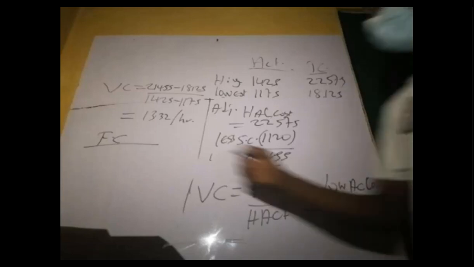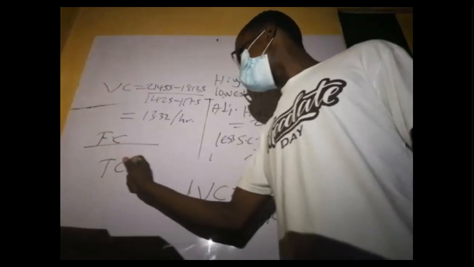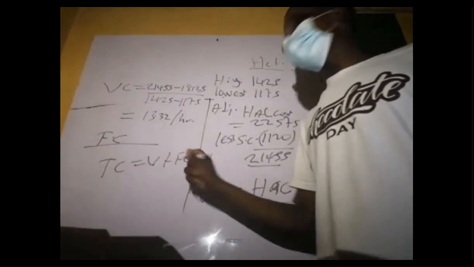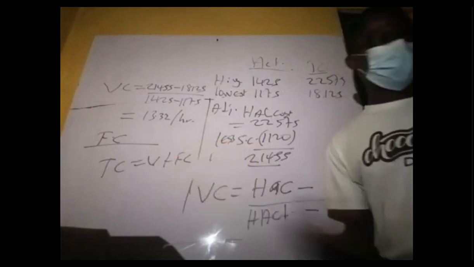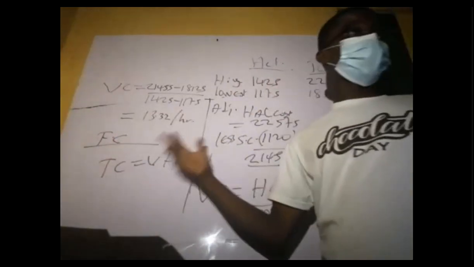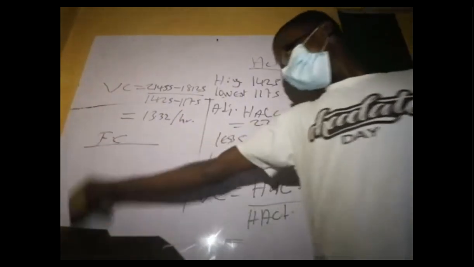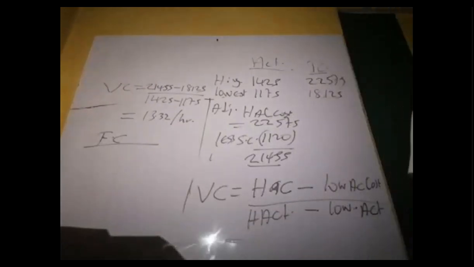Now, how do you find fixed cost? We know that total cost is equal to variable cost plus what? Fixed cost. If I make fixed cost the subject, what will be the answer? It's total cost minus the variable cost. That's all. So pick any of the activity levels, but here there's danger. Let me explain this.